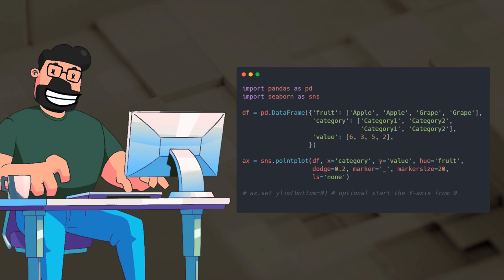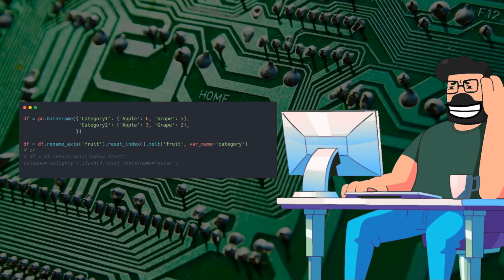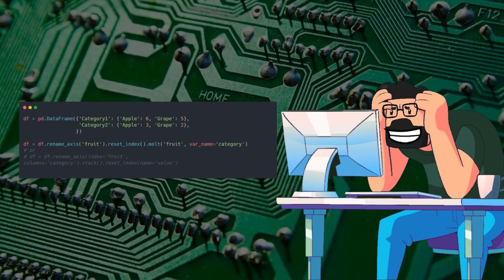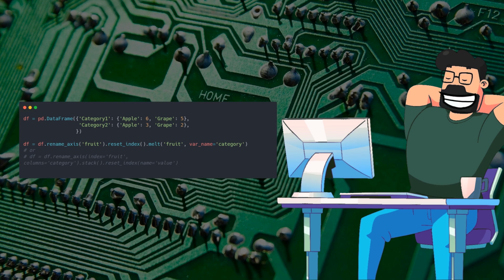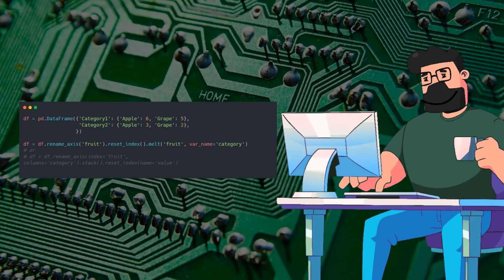at a glance. Continuing with the solution, we further refine our data structure by transforming a wide input format into a more suitable format for plotting. This step involves reshaping the data frame to have a fruit column along with category and value columns. By restructuring the data in this way, we ensure that our plot accurately reflects the relationship between fruits and their corresponding values in different categories.